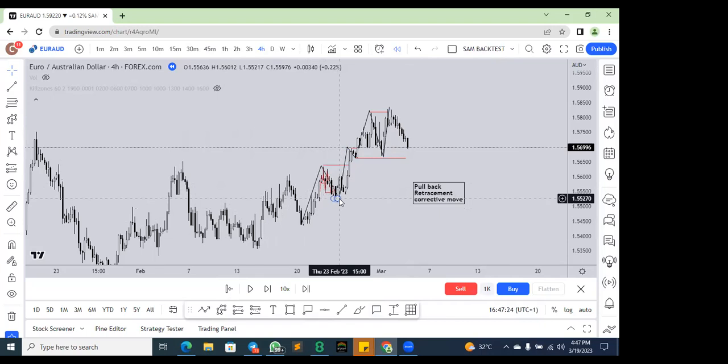But that pullback that you are seeing is a structure, a good structure on a lower time frame, because price is fractal. I'm just taking my time to explain this very well. On any time frame you are on, you will know the structure of that time frame.